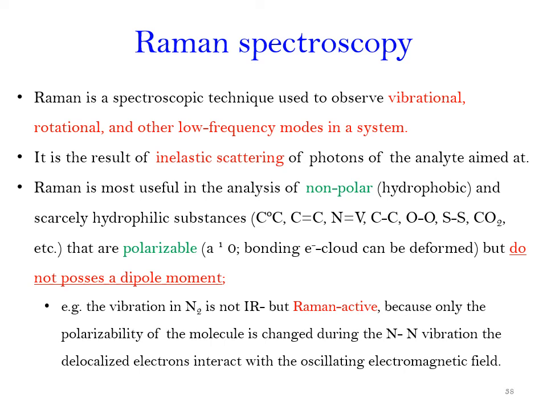So polarizability is a measure of how easily an electron cloud is distorted by an electric field. Typically, the electron cloud will belong to an atom, molecule, or ion. The electric field could be caused, for example, by an electrode or a nearby cation or anion. So Raman spectroscopy uses this principle, the polarizability of molecules. The technique is used to observe vibrational, rotational, and other low frequency modes in a system.